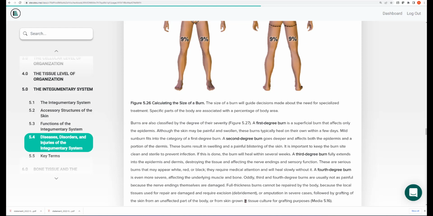Debridement is basically cutting around the skin, causing it to regenerate. Very, very painful, extremely painful. And if it's bad enough, it would lead to amputation.